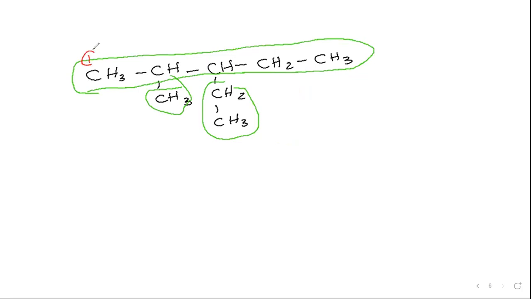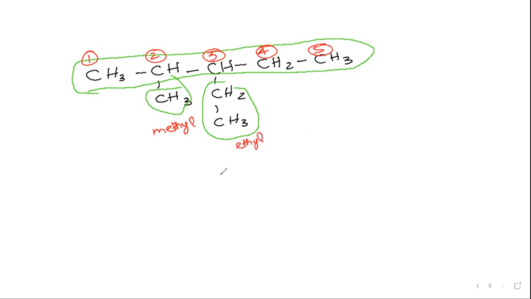Let's start numbering from this side because that way both the chains would get the smallest possible numbers, right? If I start numbering from this side, this would be numbered as 3rd, this would be numbered as 4th. Instead, 2nd and 3rd are better numbers. What I want to explain in this case is that at 2nd, we have a methyl chain, and at 3rd position, we have an ethyl chain.